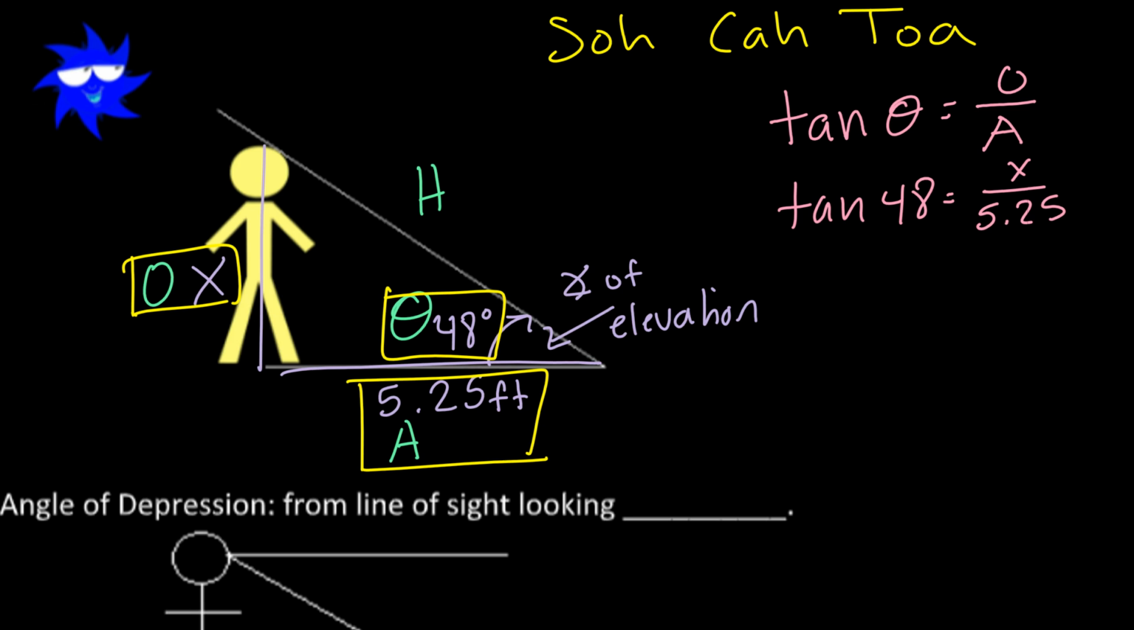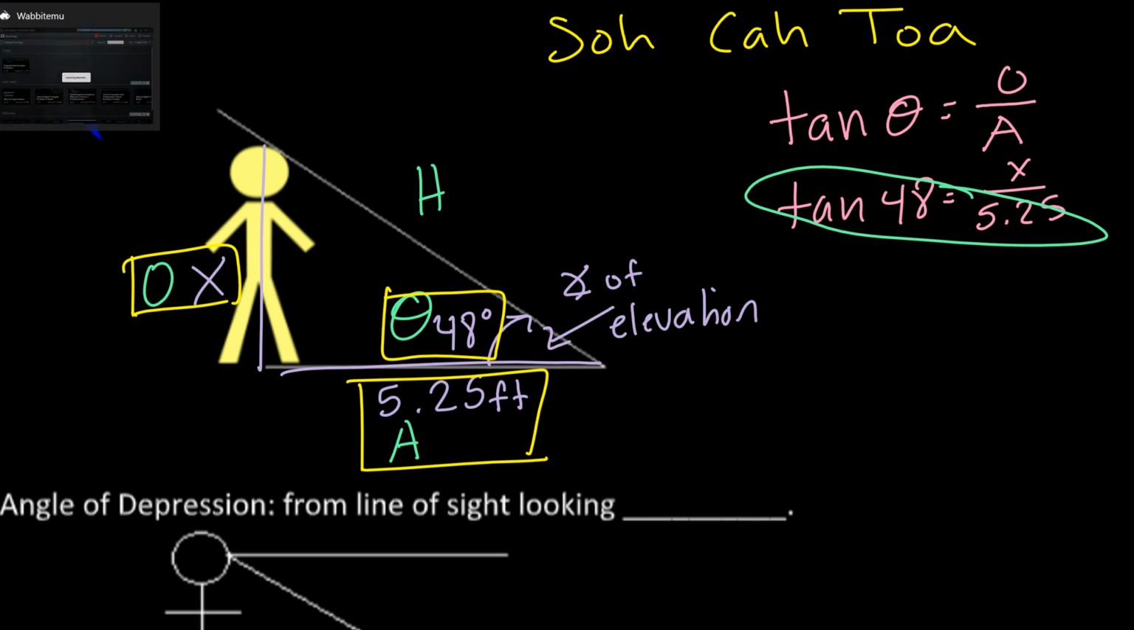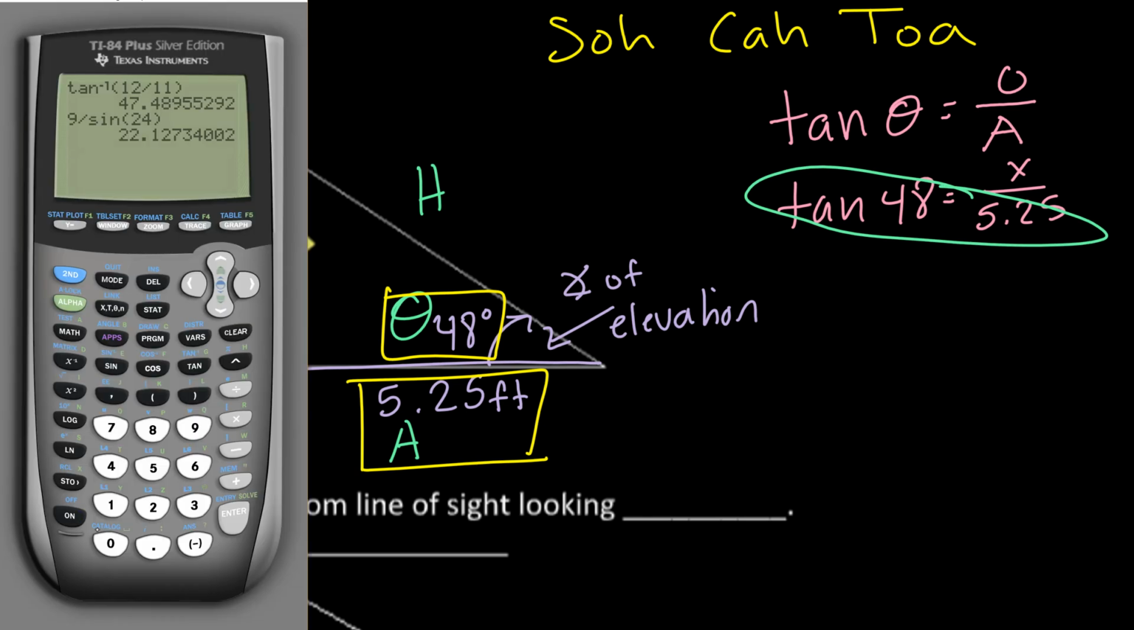Now what do we do? How do you solve? X is in the top, so what do we do? Multiply tan 48 times 5.25. So in our calculator, we're going to put tan 48 and parenthesis times 5.25. And we should get 5.83.